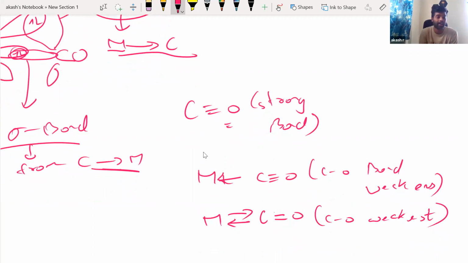Right. Now, since we understand that we are going to have this pi bond also happening, the double bond coming between the metal and the carbon, that is going to make sure that the carbon-oxygen bond weakens. Why? Because we are going to have only a double bond between carbon and oxygen.